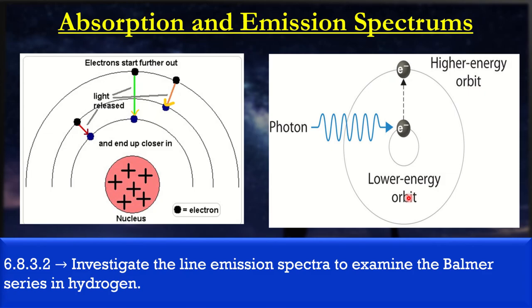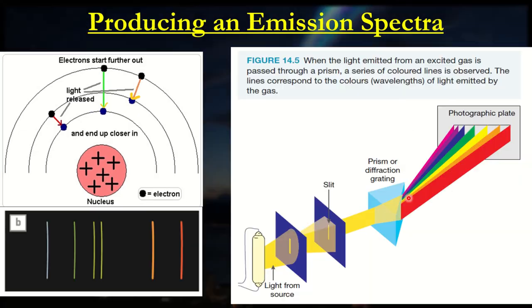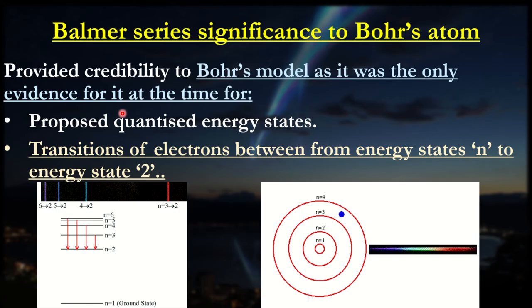Now, this goes back to what we talked about with absorption and emission spectra. If you recall, the emission spectra occurs when an electron from a high energy level comes down to a lower energy level, and due to the law of conservation of energy, it needs to release some type of energy in the form of electromagnetic radiation to allow for that transition to occur.